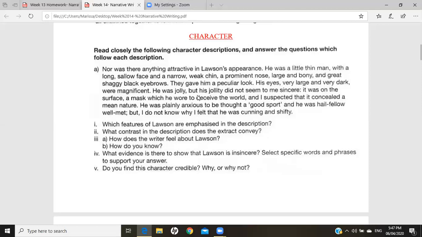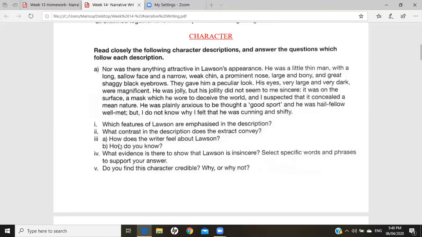Yeah, because remember, the first description was saying that he was peculiar, and if someone is peculiar, it means that they are a bit strange. But then the writer was saying that he was jolly. So do you all think that strange-looking people are always happy? The writer was saying that Lawson was jolly, but then that he thinks this was a mask for his mean nature. So we get an idea of a contrast in terms of the kind of person that Lawson is. One minute the writer is saying he's jolly, but then he doesn't believe it because he thinks this is a mask for Lawson being really a mean person.